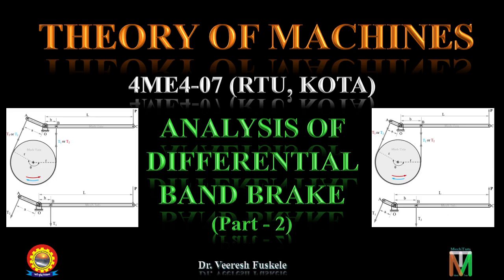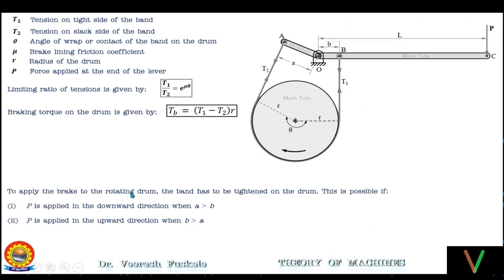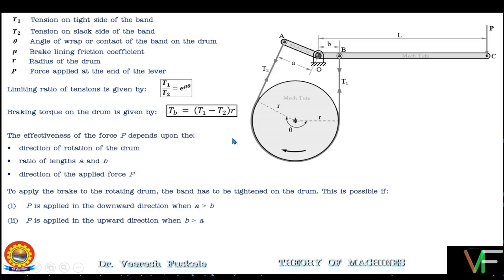In part 1 of this lecture, we discussed the construction details of the differential band brake and learned about the direction of force applied when the distance A is greater than B and when A is less than B. We also discussed the factors on which the effectiveness of the force applied depends, namely the direction of rotation of the drum, the ratio of lengths A and B, and the direction of applied force.